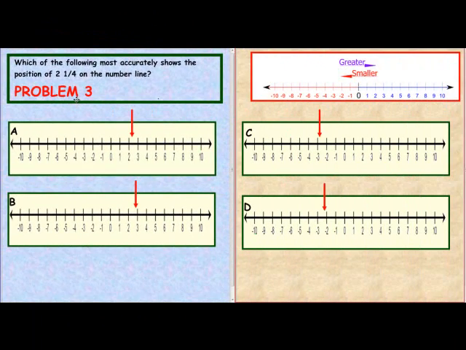Problem 3. Again, we should have a new student up at the video. Question. Which of the following most accurately shows the position of 2 1/4 on the number line? Again, we have answers for A, B, C, and D. If you would, please pick up a pen and write your answer down. And please pause the video while they do that. Thank you.